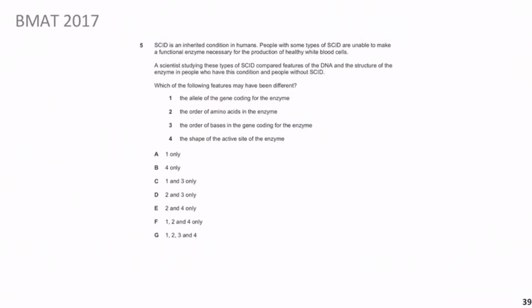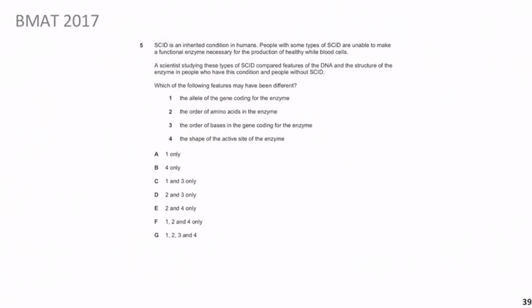Okay, guys, so let's take a look at this. It says the allele of the gene. Remember, allele is just the version of the gene, right? So for example, the gene here is going to be the enzyme. The allele can be functional enzyme or non-functional enzyme. So the allele of the gene coding for the enzyme, can that be different?